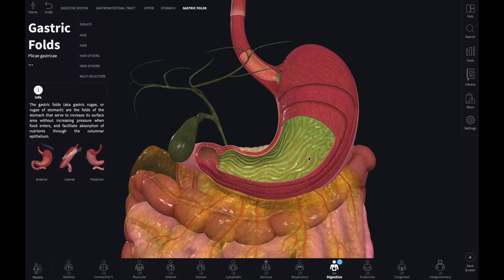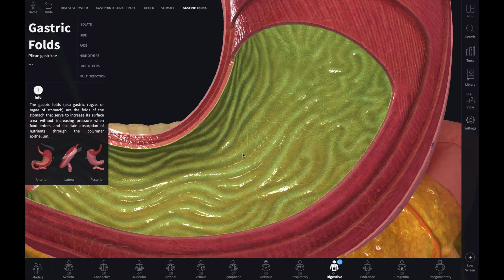That mucus is special, we will discuss it in the slide. And you can see a lot of folds. This kind of fold is called a rugae. So this rugae will stretch when you put more food into the stomach.